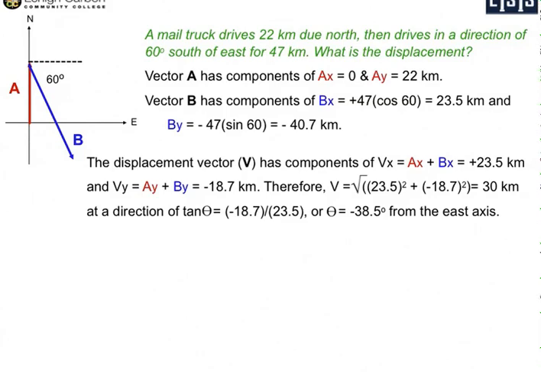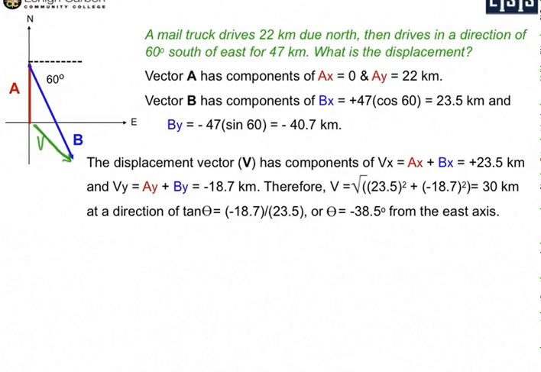So the overall displacement, here we are. First we drive in our northerly direction, then our 60 degrees south of east direction. What we're looking for, the resultant, would be right here. So this is the resultant we're looking for. I'm going to call it V in this case. But that's what we're trying to solve for. What was the overall displacement vector?